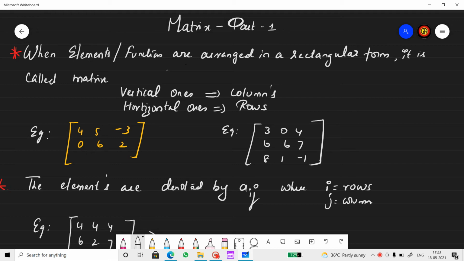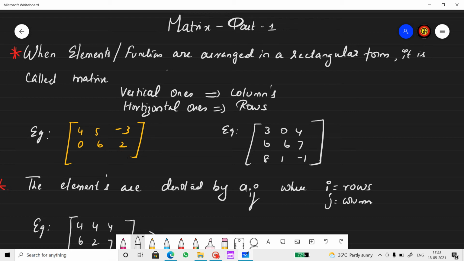When elements or functions are arranged in a rectangular form, it is called a matrix. The vertical ones are called columns and the horizontal ones are called rows. Here I have given you an example where 4, 5, minus 3, 0, 6, minus 2 are elements put inside a square bracket. So when you have elements arranged in a rectangular form inside this bracket, you call that a matrix.